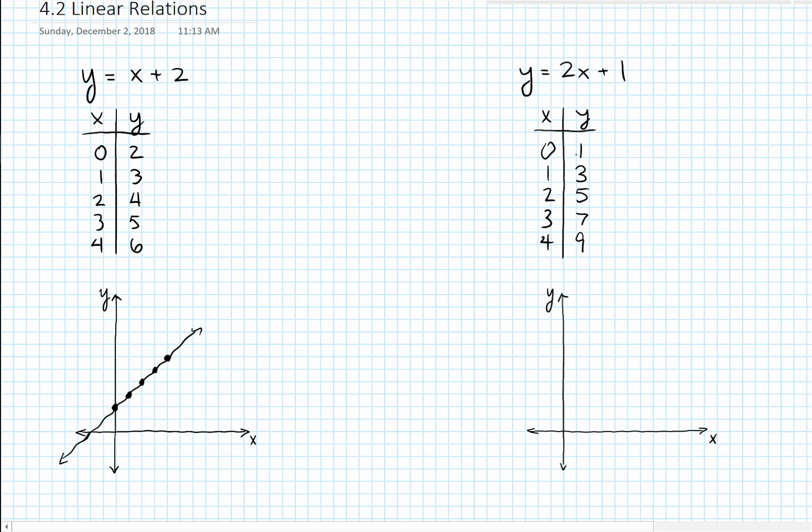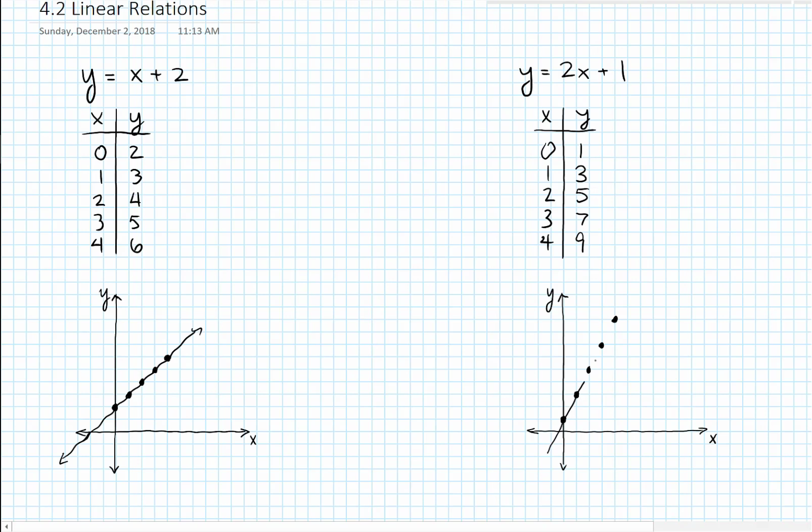We've got 5 points, starting with 0, 1. So 0, 1 is right there. 1, 3, we have 1 unit over, 3 units up. 2, 5, we're 2 units over, 5 units up. 3, 7, 3 units over, 7 units up, and 4, 9. So you can see this is also a straight line. Those 5 points fall on a straight line. It's a slightly steeper straight line.